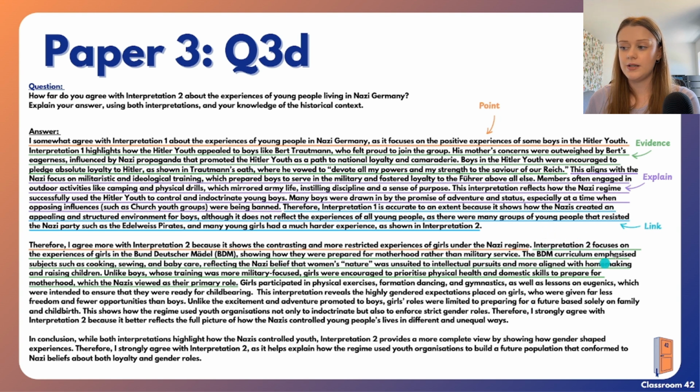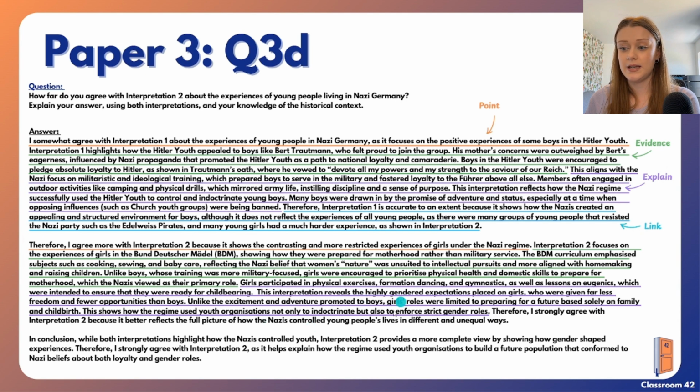So we're talking about how interpretation 2 focuses on the experiences of girls, showing how they prepared for motherhood, about the curriculum of that. Unlike boys whose training was more military focused, they were encouraged to prioritise physical health and domestic skills. Then we are explaining this and using our historical knowledge.